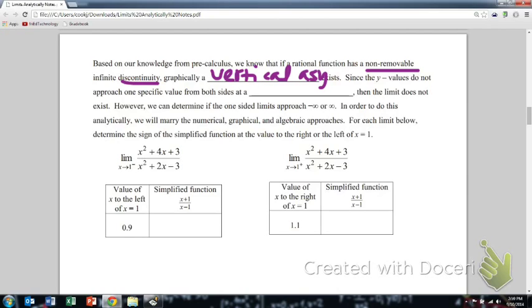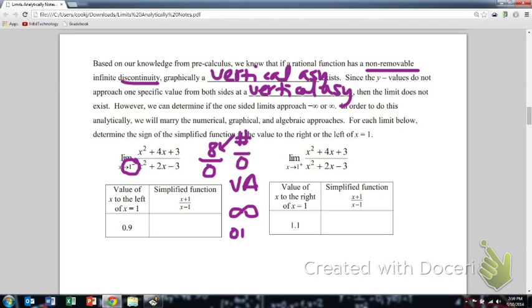And at a vertical asymptote, the y values don't approach a single value. They go to either positive or negative infinity at an asymptote. We can still figure out, though, which one it is, positive or negative infinity, by plugging in values around the number that we're approaching. So like when you look back up where we plugged 1 into this, when you plug 1 in, you get 8 over 0. When you get a number over 0, that means there's a vertical asymptote, which means that you're either going to have positive or negative infinity as your limit.